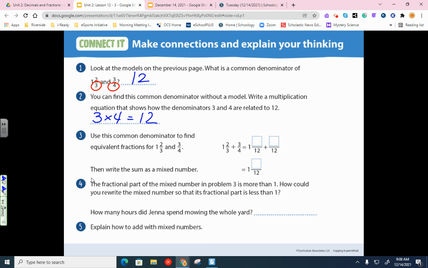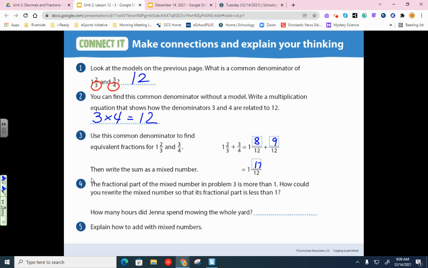Use this common denominator to find equivalent fractions for 1 2/3 and 3/4. So we knew 3 times 4 gave us 12. So that gives us 8. 4 times 3 gave us 12. That gives us 9. It gives 1 17/12. All right. Again, these are all things that we just did. We're just breaking down each step.